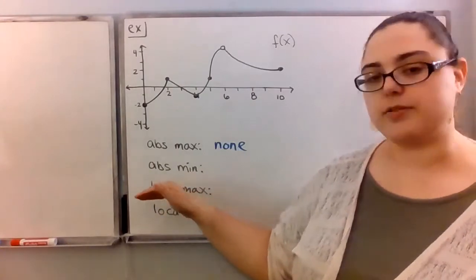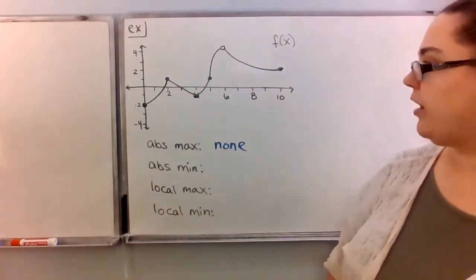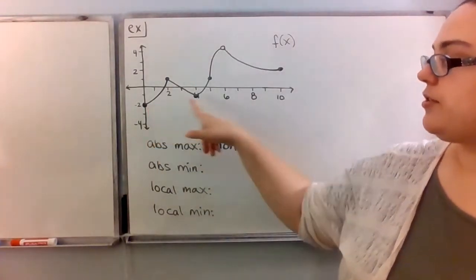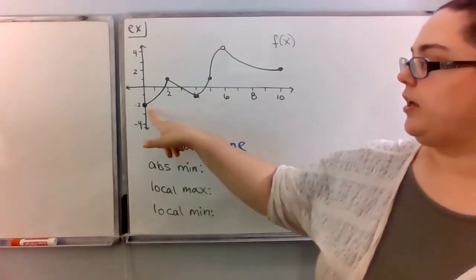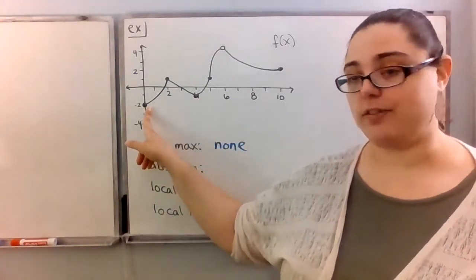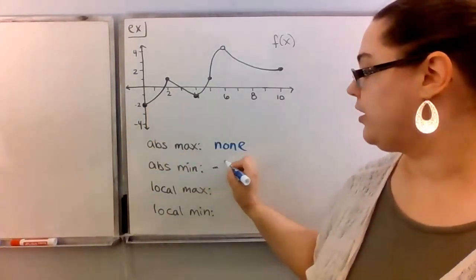However, there are places where we have smallest y values. So if I look at my y values, the smallest one appears to be here, right? So this was the point (4, -1), and this one's (0, -2). So -2 is the smallest y value that this function has. So we would say we have an absolute minimum of -2.